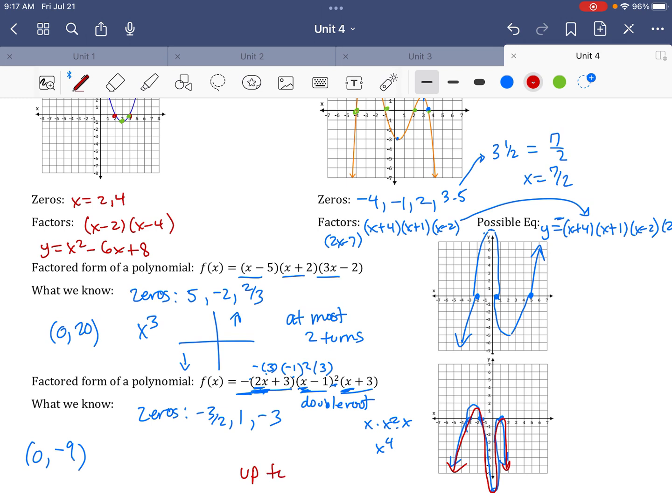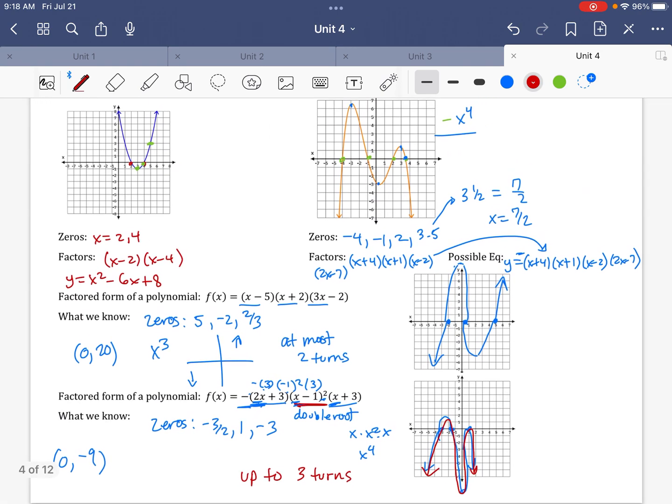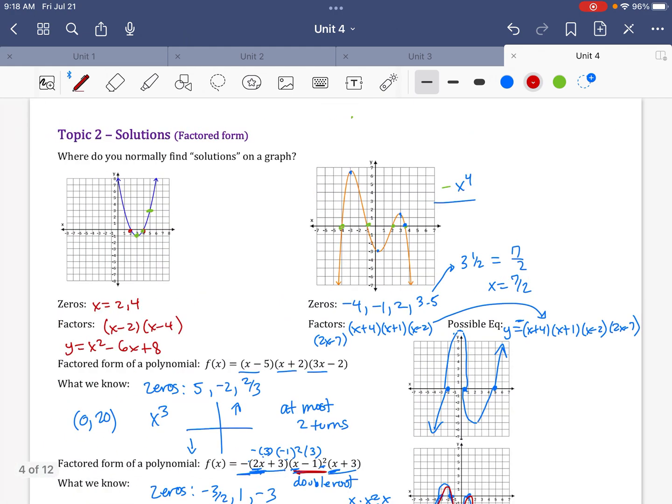So it's going to have up to 3 turns. Right, we're going to have 4 x-intercepts, but we can see this one's a double, so that's why I only have 3. And that's it. I think that is it.